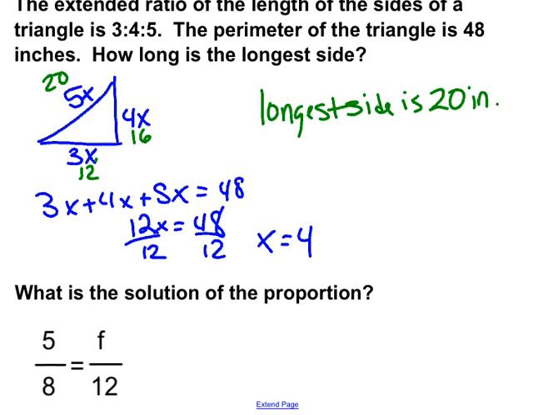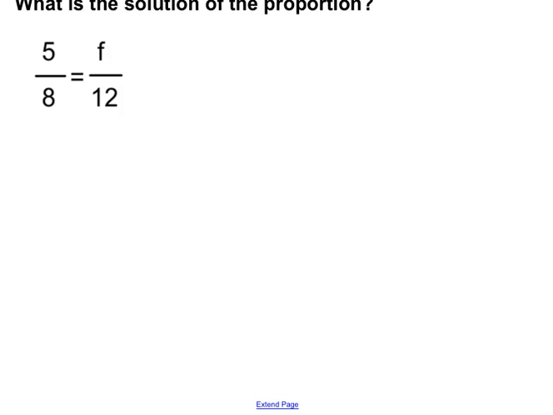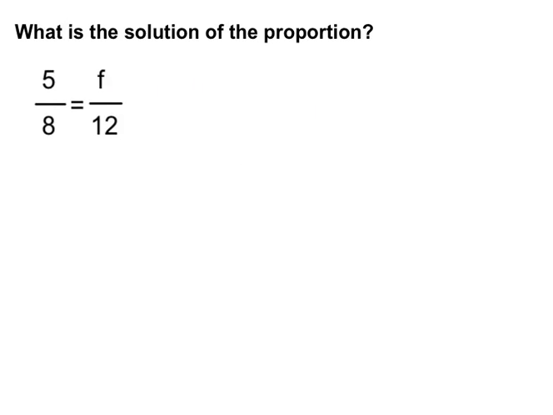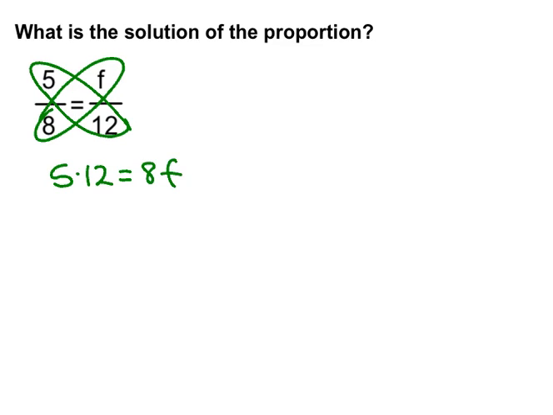All right, here is our last problem on this page. It says, what is the solution of the proportion? When we solve proportions, remember, we cross multiply. We multiply the top left by the bottom right, and the bottom left by the top right. So 5 times 12 equals 8 times f.